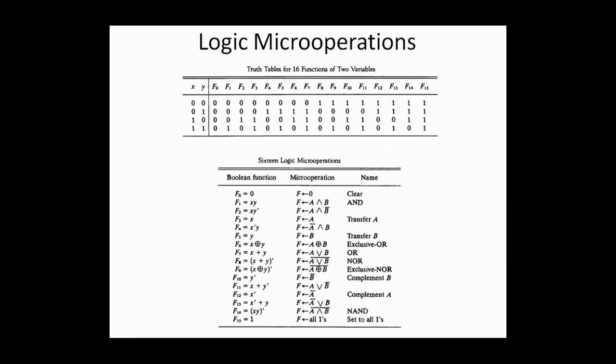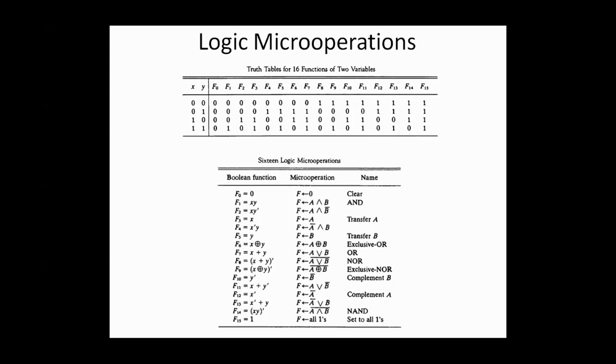What are logic microoperations? These are those types of microoperations that are performed on the contents of a register, and they are applied to the bits of the register. So it is a bit level thing.